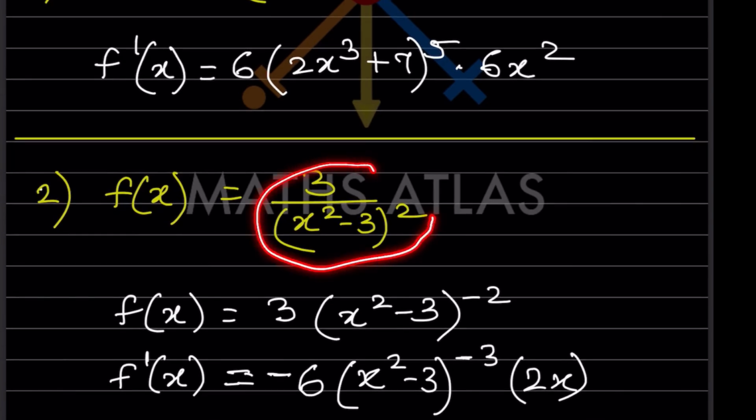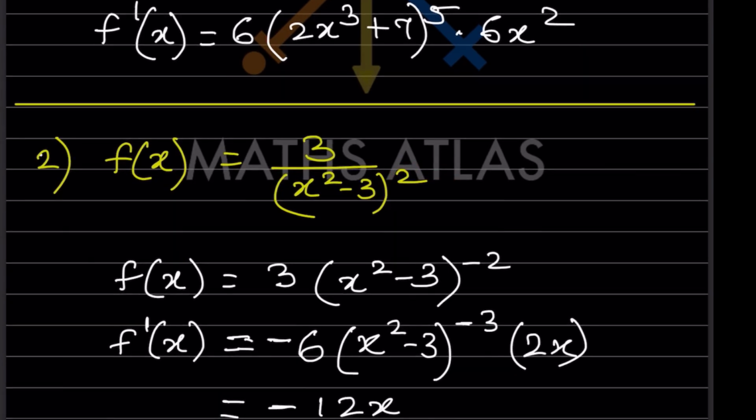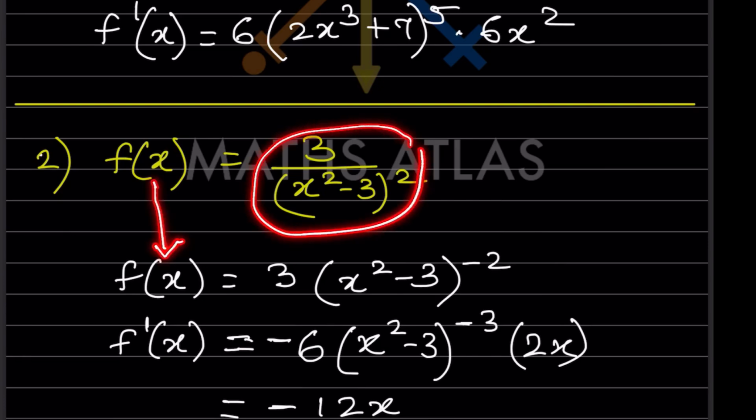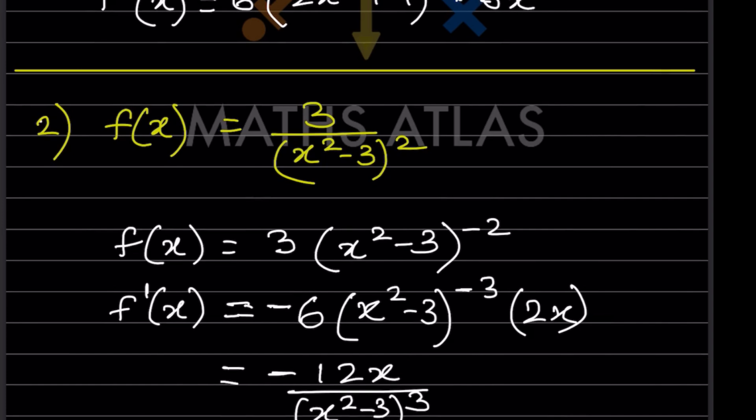3 divided by (x square minus 3) whole square. So if you are using the chain rule for this one, what are we going to do here? f of x, let us first rearrange this, because this is in the form of a division. If we take the denominator to the numerator, the power becomes minus 2. The whole part will be the same, only the power will be minus 2. So now this is again in the form where we can use the formula for the chain rule.